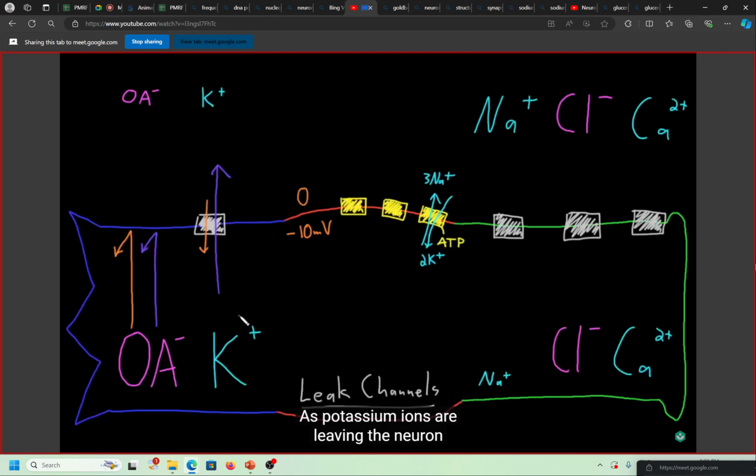As potassium ions are leaving the neuron and carrying their positive charges out of the neuron, that is going to make the inside of the neuron membrane more negative. The membrane potential is going to get bigger and bigger with each potassium ion that leaves. And it's going to continue to do so until the membrane potential is big enough that the electrical force trying to drive potassium ions into the neuron is the same size but in the opposite direction as the diffusion force trying to drive potassium ions out of the neuron.